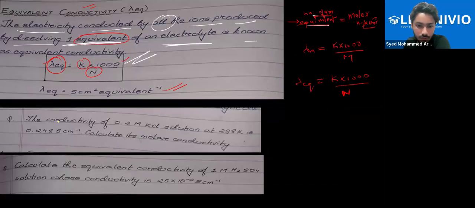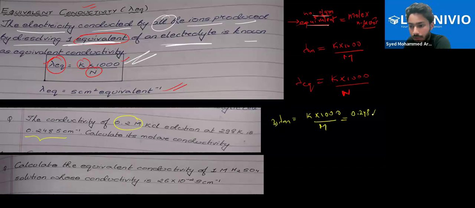So the question is that the concentration is given to me. The molar conductivity equals kappa multiplied by 1000 divided by molarity. This is the formula. So kappa would be 0.248 multiplied by 1000 divided by 0.2. So this would be 248, and the answer would be 1240.